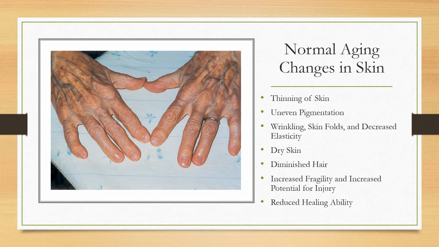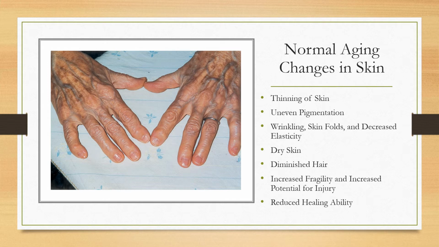So if you were to pinch the skin of an elderly person and tent the skin, it wouldn't recoil quickly compared to a child or a young adult, where it just recoils really quickly. Okay. Diminished hair growth because there's diminished blood supply, right? The hair follicles need blood supply, so there'll be less hair.